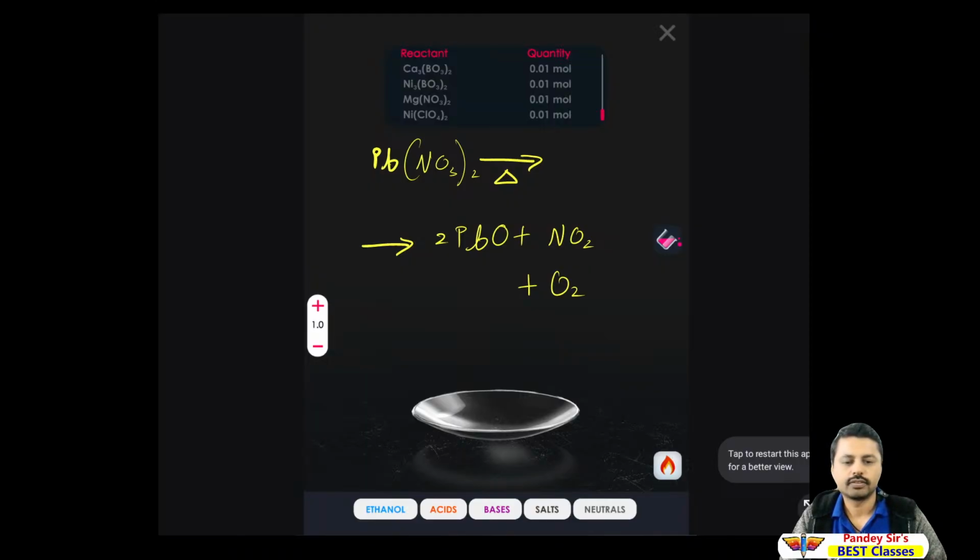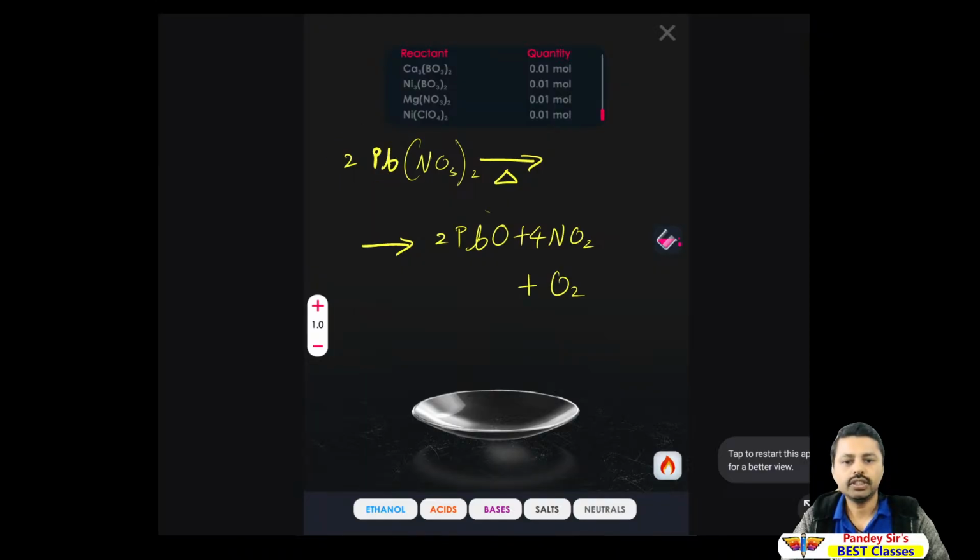This side. Let's start with the biggest one. Here the biggest is PbO. Oxygen is correct here. To balance it, you have to multiply this with 4 and this with 2. Now check everything. Is it balanced or not?